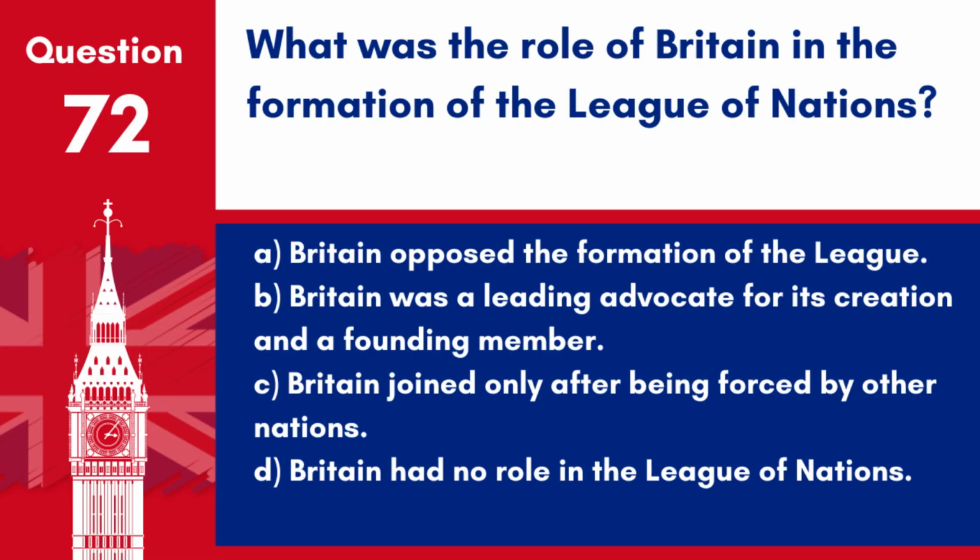Question 72. What was the role of Britain in the formation of the League of Nations? A. Britain opposed the formation of the League. B. Britain was a leading advocate for its creation and a founding member. C. Britain joined only after being forced by other nations. D. Britain had no role in the League of Nations.